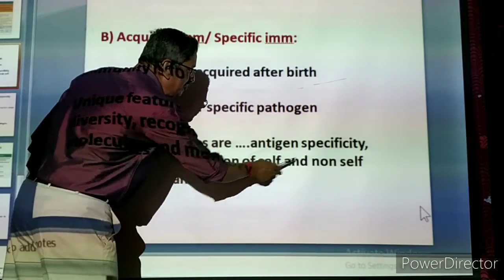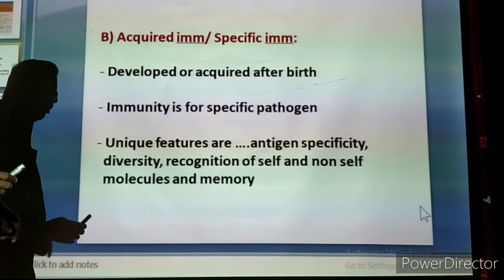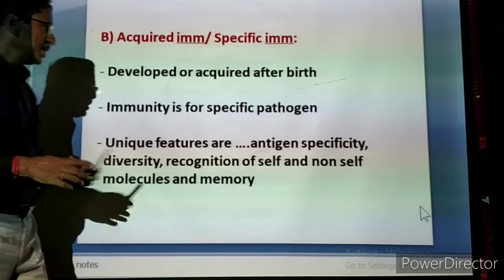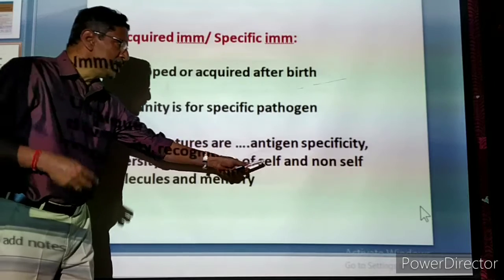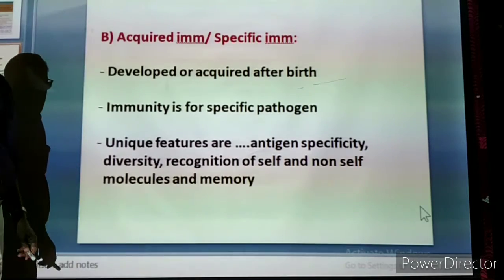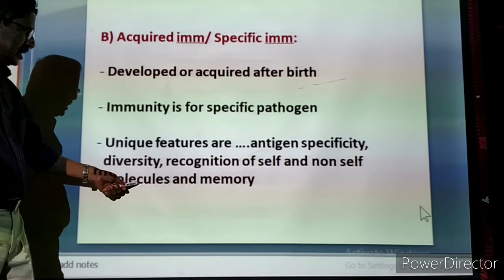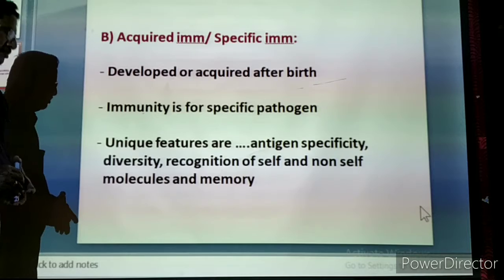Recognition of self and non-self molecules. The antibody produced by the individual's body, the human body, can identify which chemicals belong to its own body and which do not belong to its own body, coming from outside. It can easily recognize. And memory, it is a very, very important feature, memory.